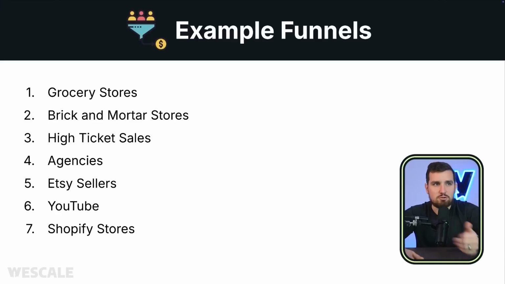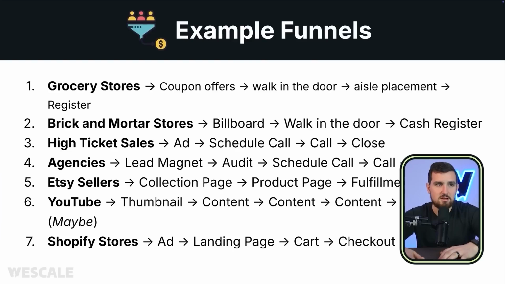So grocery stores, brick and mortar stores, high ticket sales, agencies, Etsy sellers, YouTube, Shopify stores, they all have funnels. A grocery store example funnel would be when you have a coupon offer that gets mailed out, then you walk in the door, then it's their aisle placement, where their register is, all of those things are their funnel. A brick and mortar store, like the example we've used a lot, is when you have a billboard, which gets you to come in the door in the first place. And then you walk in the door, again, it's the aisle placement, and then where the register is, that's the funnel. It's in the physical world, but it's the same concept.